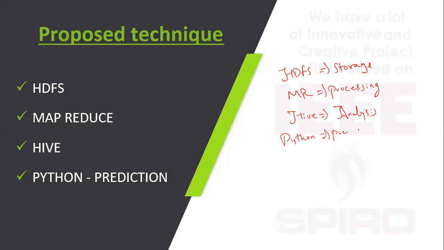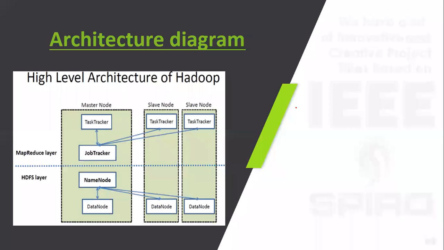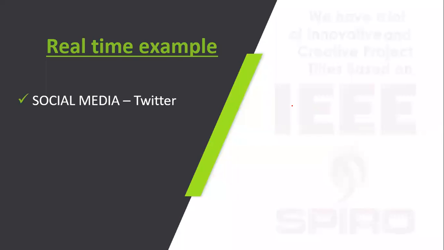This is the architecture here. Once you give a query for the data to be retrieved, it will go to MapReduce, and after that it will go to the HDFS. So the data retrieved will again be processed using MapReduce, and it will be shown in the result. Real-time examples are Facebook and Twitter.